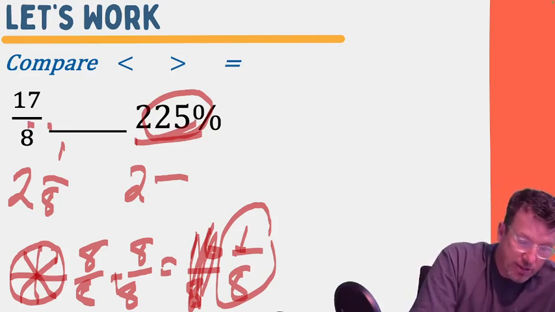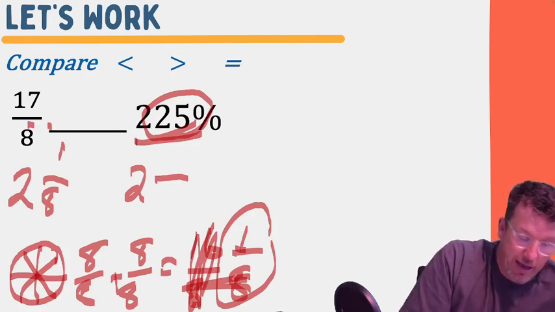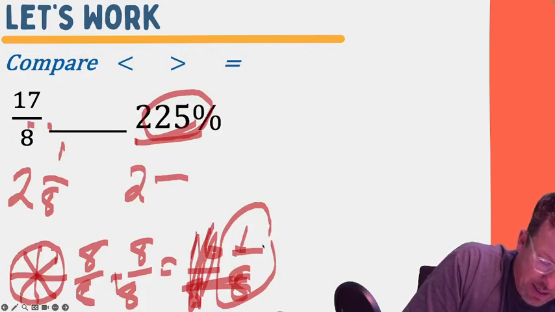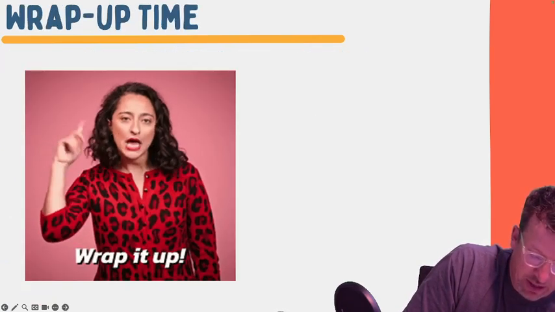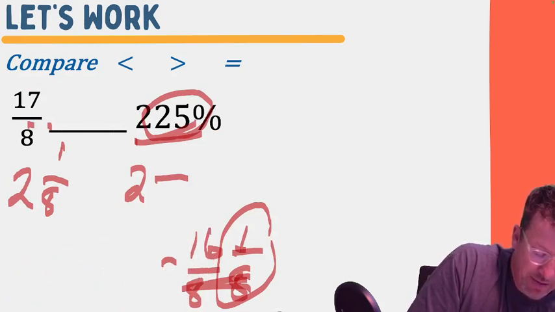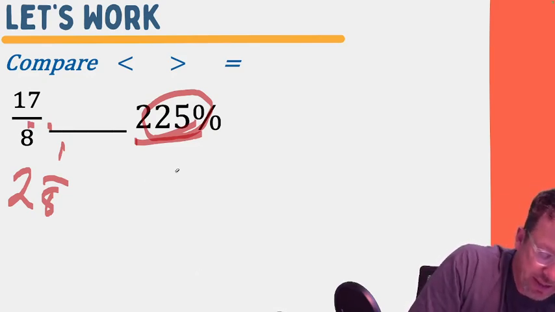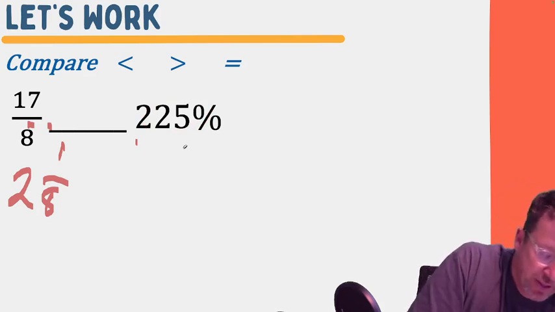All right, so let me erase a bunch of stuff here and say that we have 2 and 1/8, and we have 2 and something. So I'm going to erase this and say now we have to turn that into a fraction so we can solve this bad boy. Okay, so 225%.